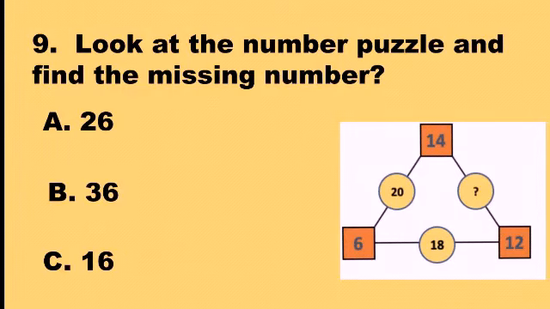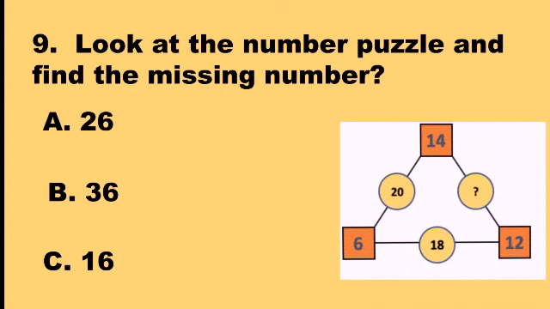The 9th question: look at the number puzzle and find the missing number. See, it's called a magic triangle, but no need to look at it that way. You have to find out what operation is being applied here. Which operation are we applying? Addition, subtraction, multiplication or division?